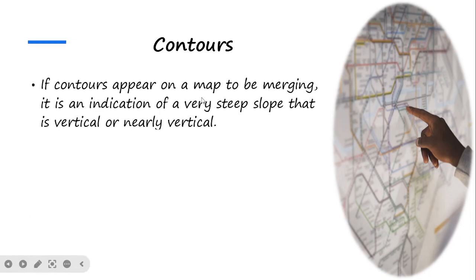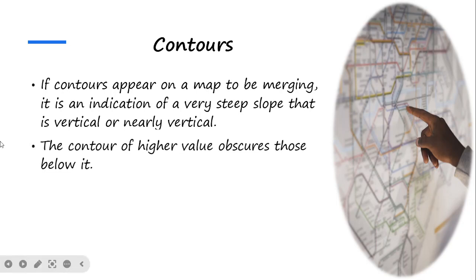If contours appear on a map to be merging, it is an indication of a very steep slope that is vertical or nearly vertical. So here you see a description of how contours can look in the topographical map and how you can identify and understand them. If the contours on the map can be seen to be merging, it is an indication of a very steep slope that is vertical or just nearly vertical. The contour of higher value obscures those below it.